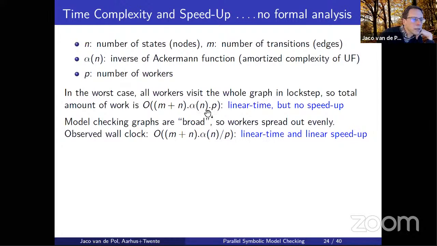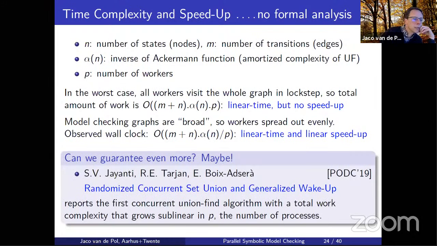And then also in the worst case, all the workers in lockstep follow the same path. So yeah, it's times the number of workers, because every worker does the same amount of work. But this is very unlikely in practice. So in practice, because the workers go to a different part of the state space, you will get this speedup by a factor P. So that's what we observe in experiments. And I will quickly show.